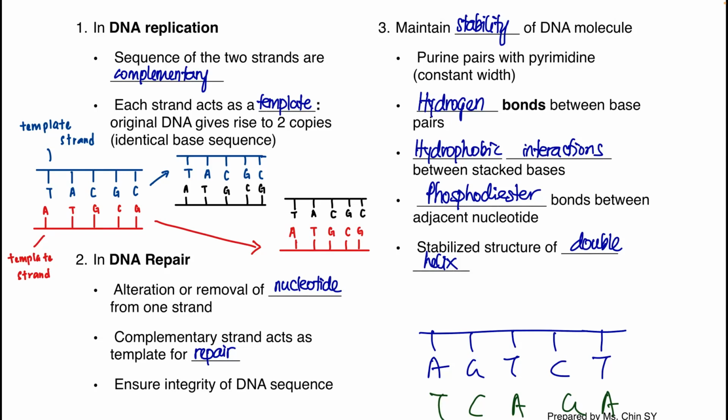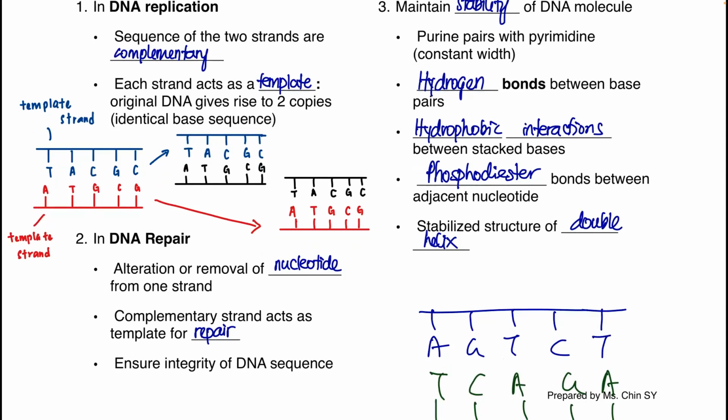Just now we've already mentioned that the bases pair up: A with T, G with C. We describe such a property as being complementary. So they are complementary to each other. A always with T, C always with G. Each strand would act as a template. You know what a template is, right? Basically, it's a basis to determine the sequence of another strand.